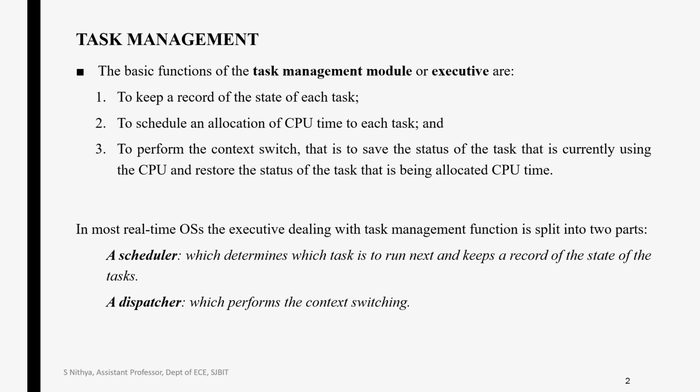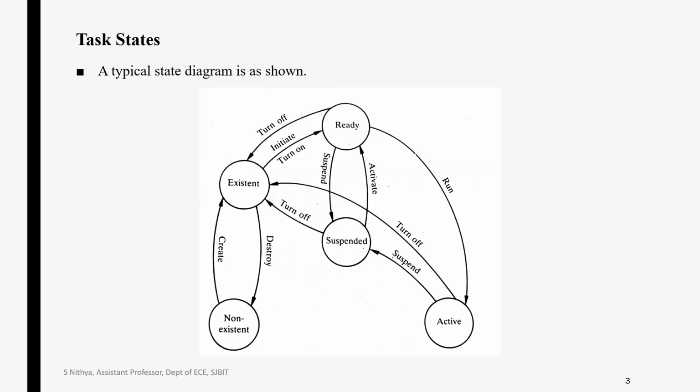Based on this, the task management function is split into two: one is the scheduler and the second one is the dispatcher. The scheduler determines which task is to run next and keeps track of the state of the tasks. The dispatcher is the one which performs the context switching. So these are the two functions of task management.